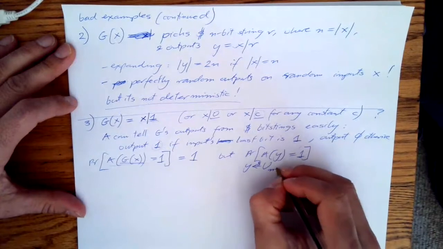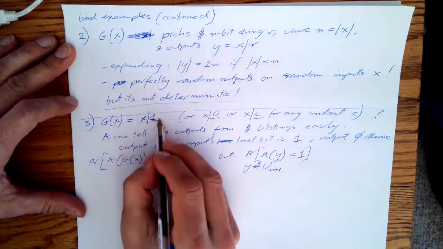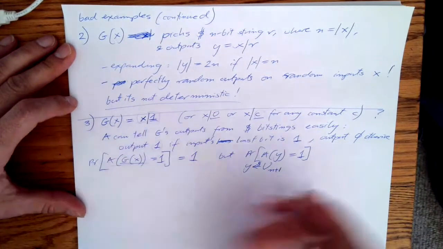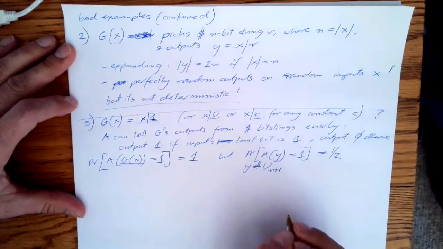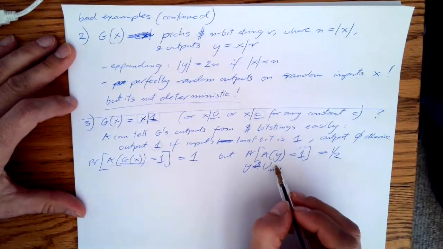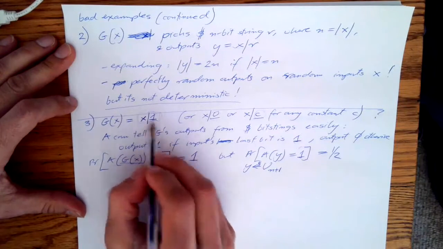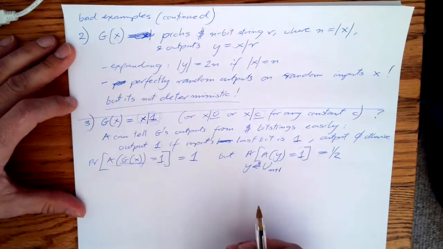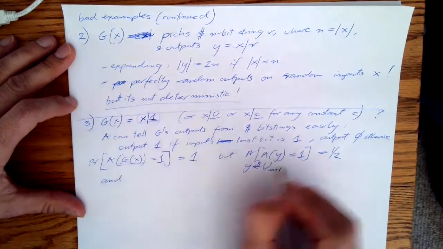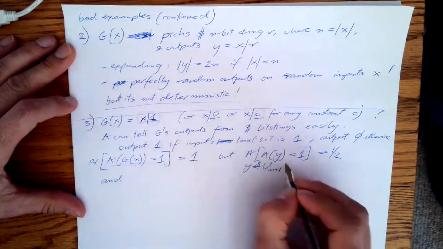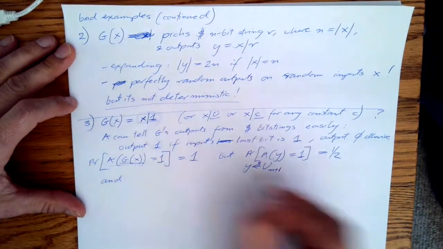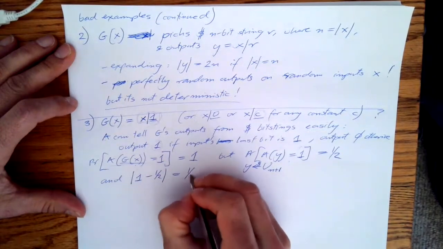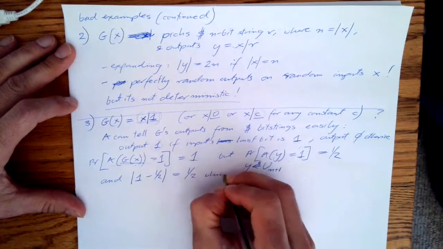Okay, so this is n plus 1 because the output has 1 more bit than the input. Well, that probability is 1/2, because half of random bit strings do end with bit 1. And this difference between how A acts on outputs of G and how it acts on random bit strings is distinguishable, because 1 minus 1/2 is 1/2, which is not negligible.